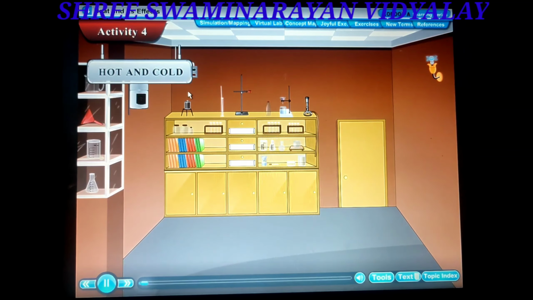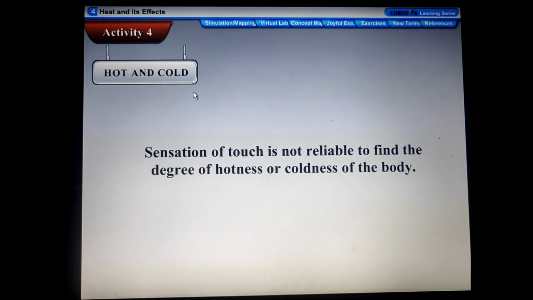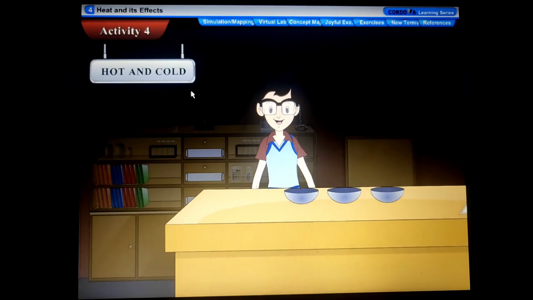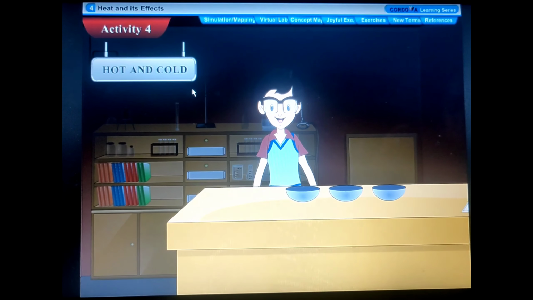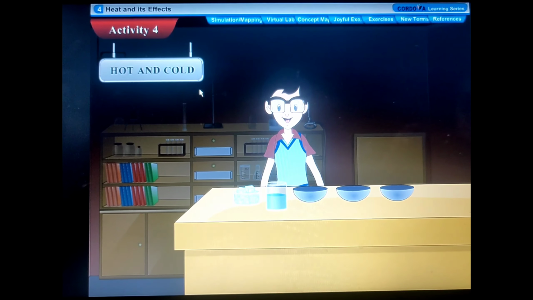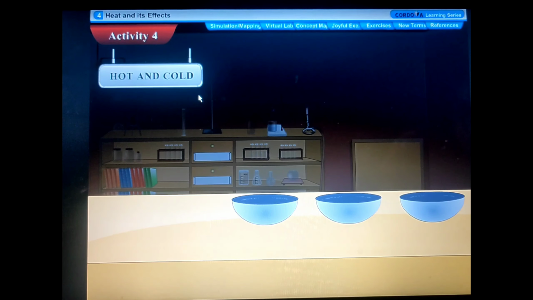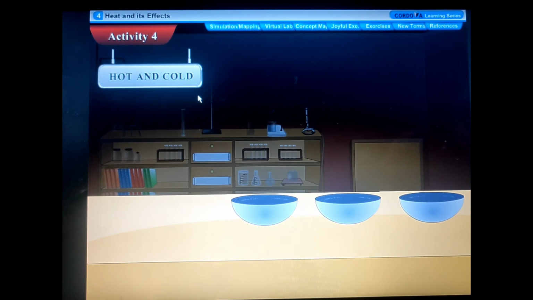Activity 4. Sensation of touch is not reliable to find the degree of hotness or coldness of the body. Things needed: 3 bowls, ice, cold water, hot water. Method: we take 3 bowls, mark them as A, B and C. We pour some hot water in the bowl marked A. Warm water by mixing some cold and hot water in bowl marked B. And ice cold water in the bowl marked C.